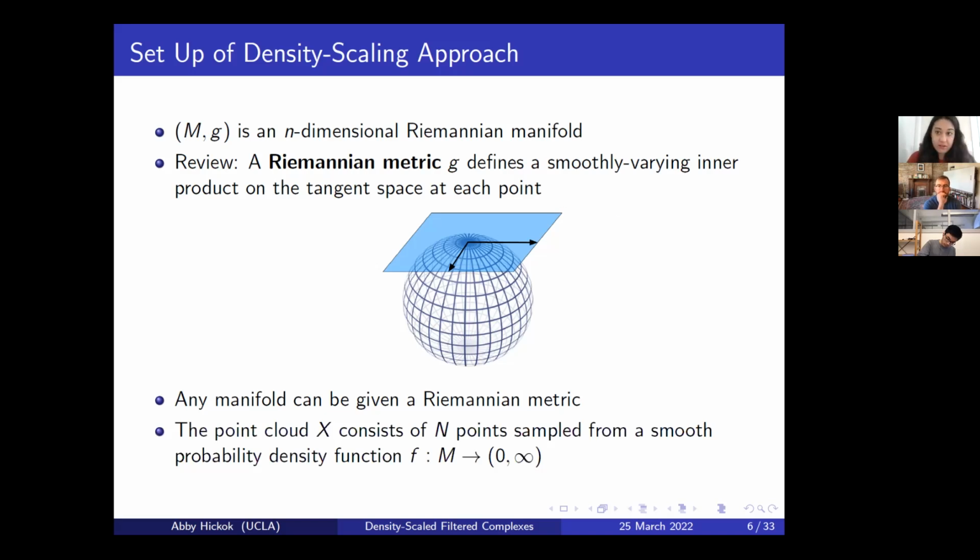Okay, so that was the Riemannian part, and then we have a point cloud X that has n points. This is the notation I'll be using throughout the talk, sampled from some smooth unknown probability density function f on the manifold. And it's important here that f is non-zero. This is because we can't observe regions of the manifold where we're not sampling points. So this is both a reasonable assumption, and also a technically necessary assumption.